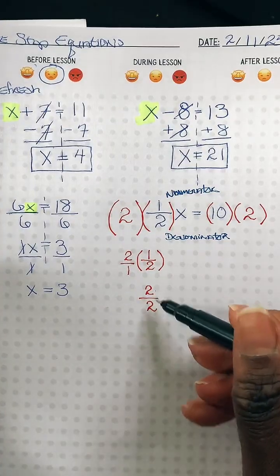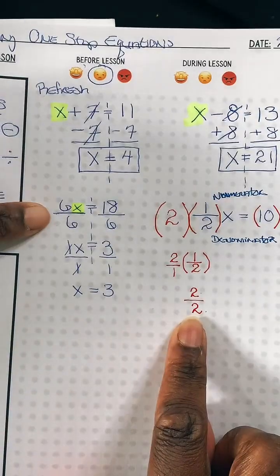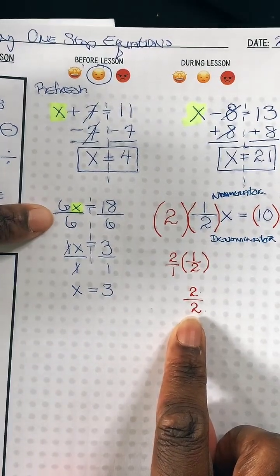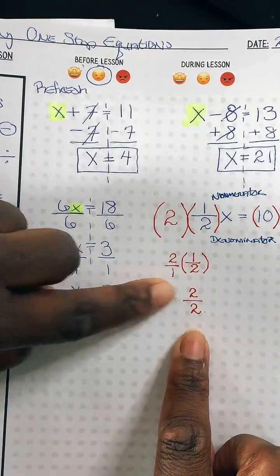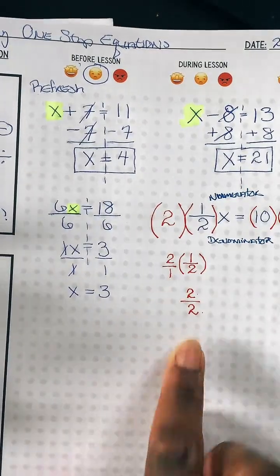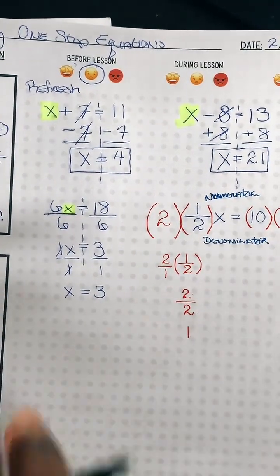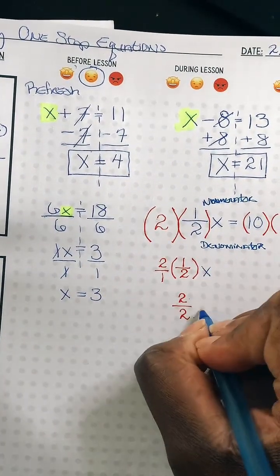But what's 2 divided by 2? This should look similar to what we did over here. Okay? So 6 divided by 6 gave us 1. That means 2 divided by 2 is also going to give us 1. And there was an x. So the x just comes on down.